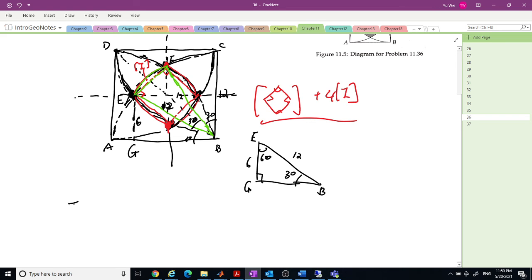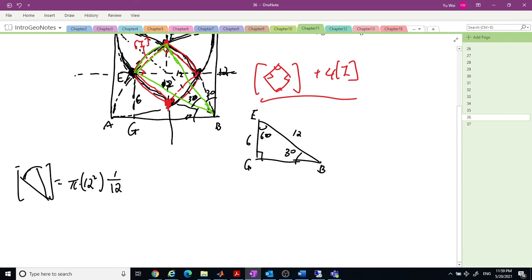So the sector will be pi times 12 squared, and 30 over 360 is 1/12 of the sector. So now we can calculate the sector, right? We're calculating this one, and now we can also calculate the isosceles triangle. Okay, this is half of 12 squared and 1/2.